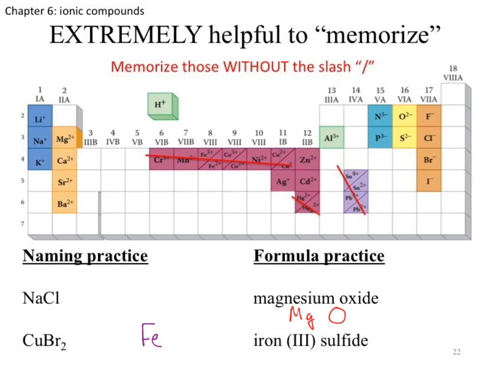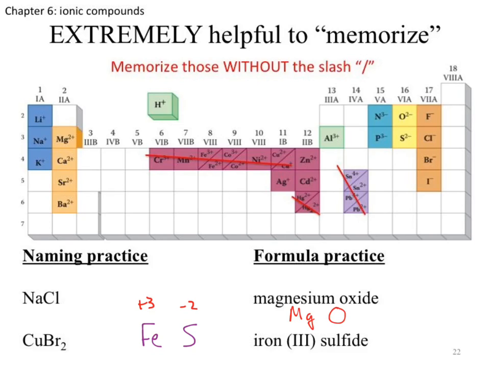Fe. Sulfur is S. What's the charge on sulfur? -2. What's the charge on the iron? How do you know it's +3? The Roman numeral right after it. It tells you what it is.